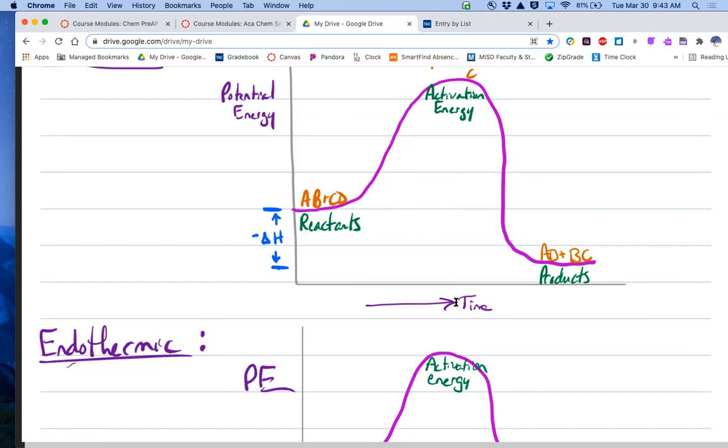Sometimes the kick is so small, it's enough just to be at room temperature. The ambient air gives it enough energy. The ambient temperature gives it enough energy to be able to go. Sometimes it requires a lot of activation energy. So this hill can be really tall or really short.